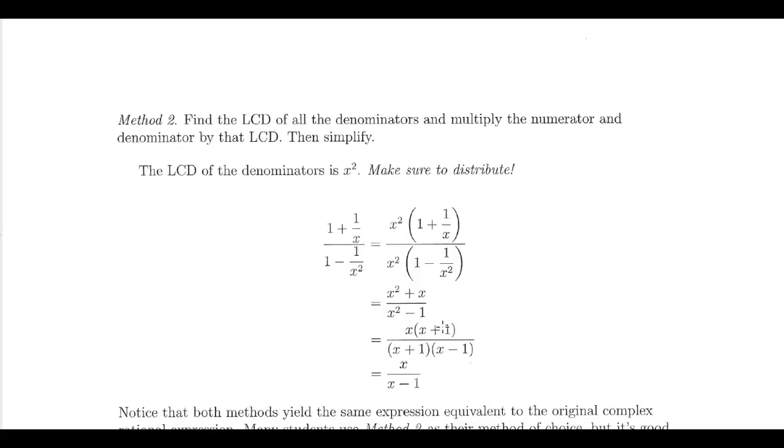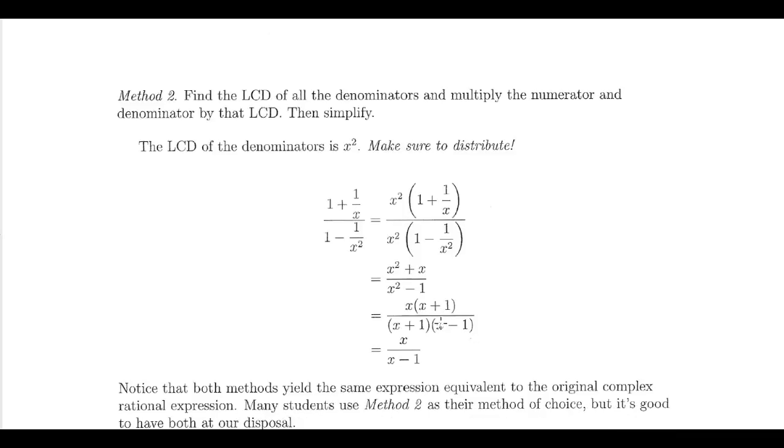Another way to do this, method 2, is we multiply both the numerator and denominator by the LCD of both denominators. When I look at x and x squared, we would have a least common denominator of x squared. So I multiply the numerator and denominator by that LCD, and I distribute. To get this numerator, I took x squared times 1, which is x squared. X squared times 1 over x will have a factor of x that cancels, and I'll have x. In the denominator, x squared times 1 is x squared.